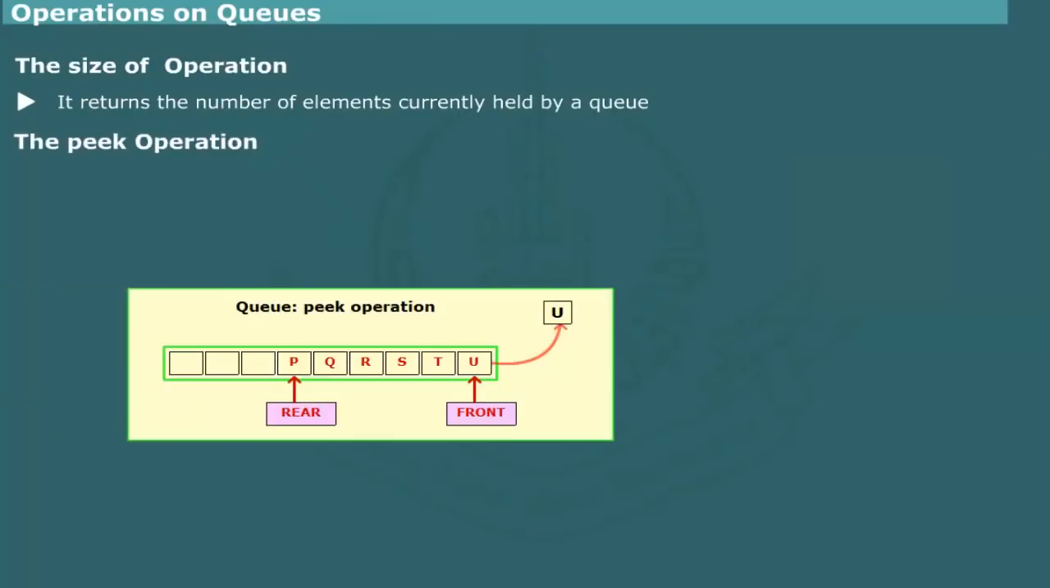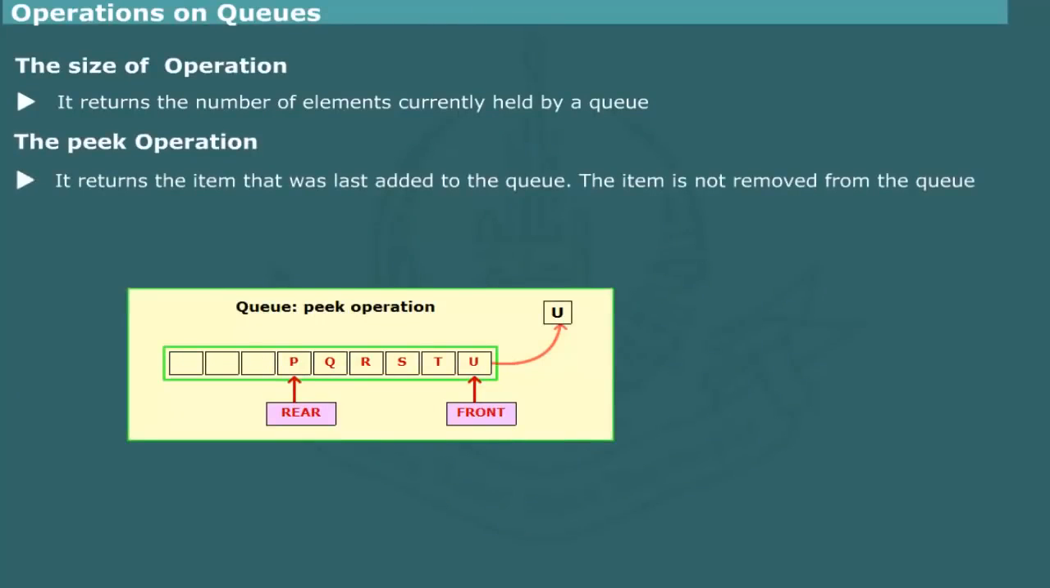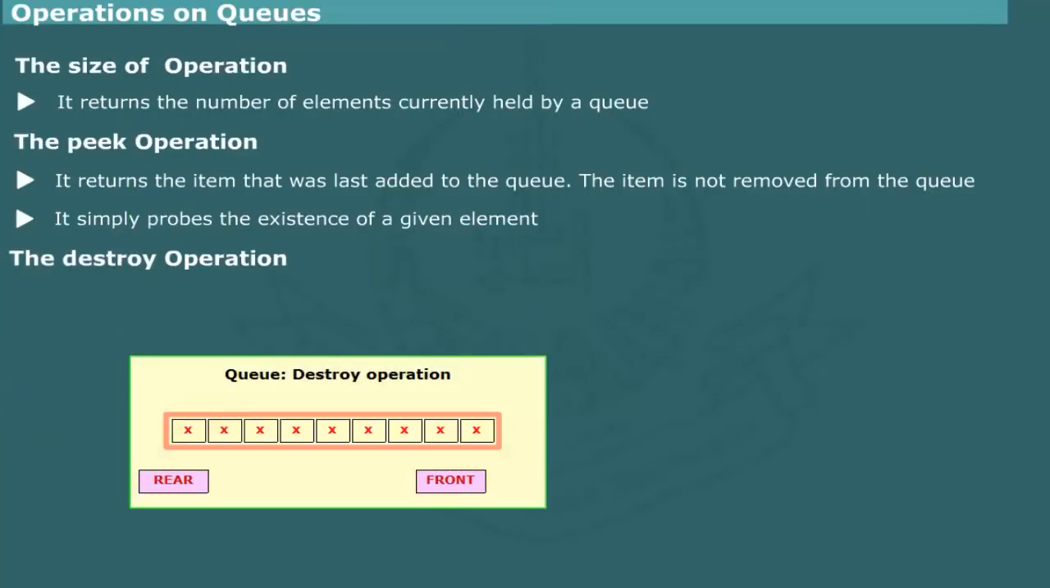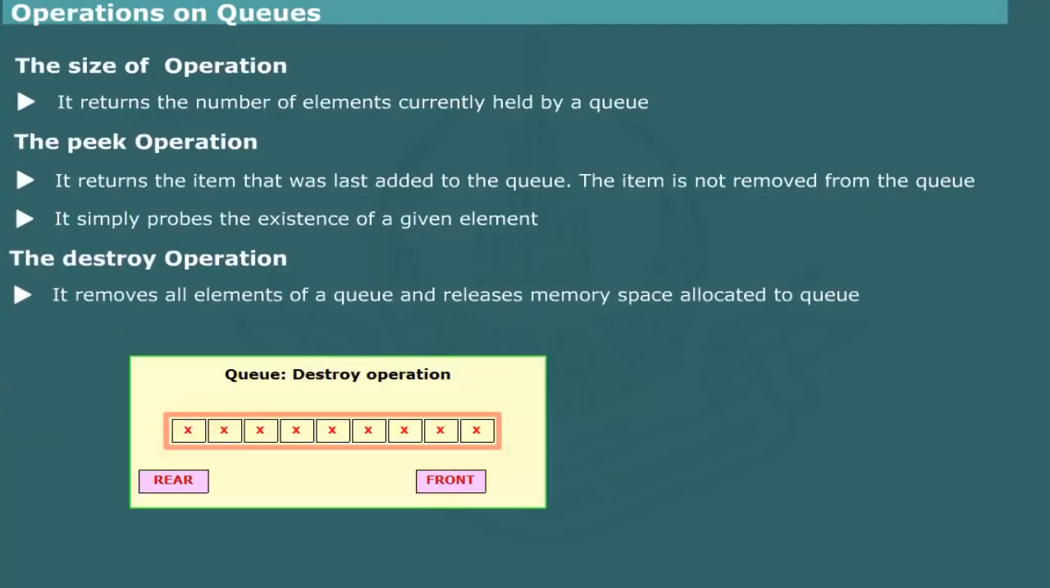The peek operation returns the item that was last added to the queue. However, unlike the remove operation, the item is not deleted from the queue. The destroy operation removes all elements of a queue and releases space allocated to the queue.